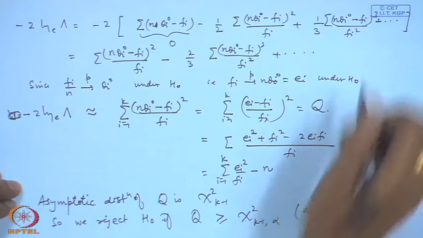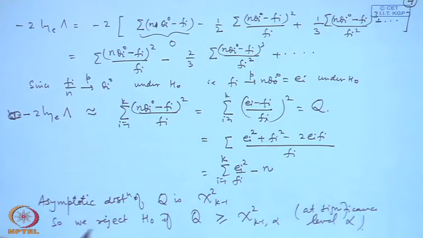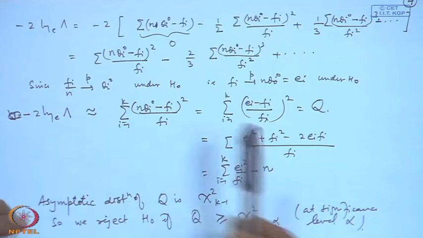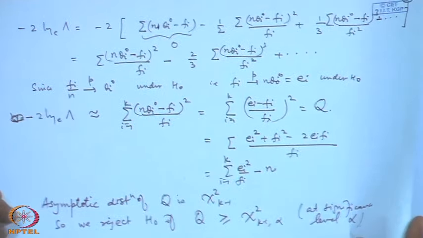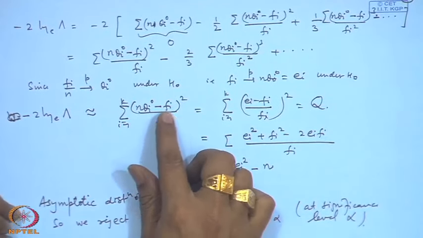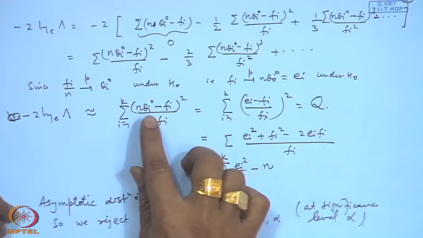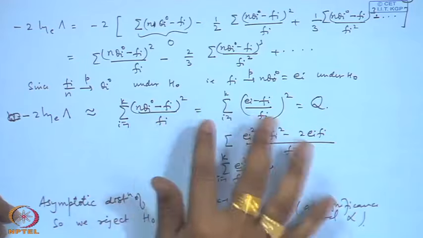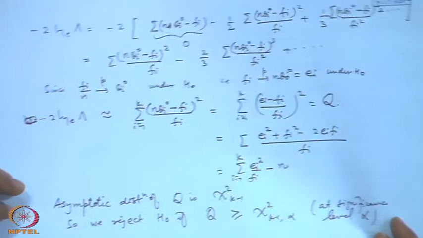This test is widely used in all the applications for modeling of the statistical distributions, and it is extremely useful. However, since it is asymptotic, certain assumptions are there. For example, the expected frequency of each cell must be greater than 5 for a good approximation. If that is not so, then this test is not very good.